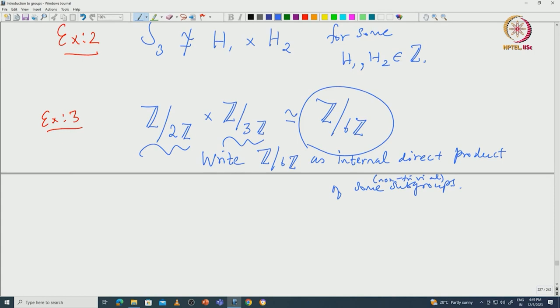Okay, I'll stop here. So I urge you to do these exercises. Okay, so we will continue in the next class with group homomorphisms and some of its applications and properties.